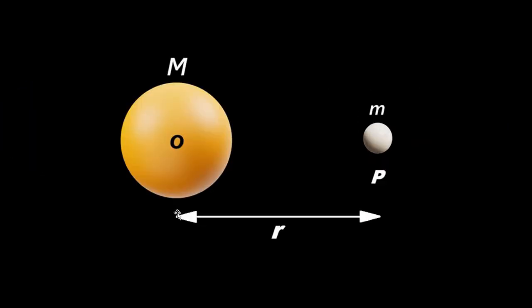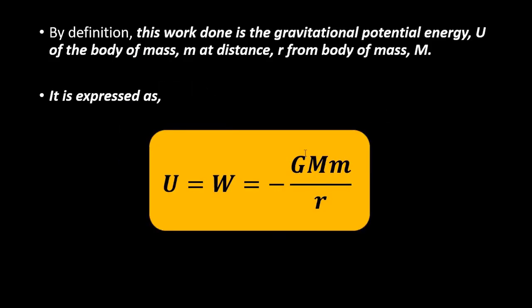Let's say we have again the two mass system, capital M and small m, separated by a distance small r. In this case, the gravitational potential energy of this small mass m is given by minus capital G, capital M, small m by r. So the potential energy is directly proportional to the product of the two masses, and inversely proportional to the separation distance.